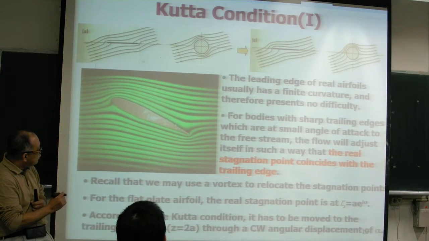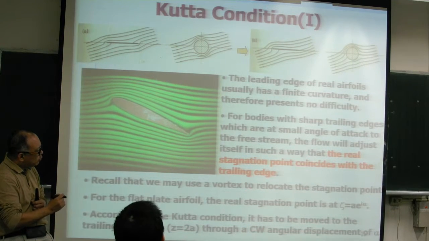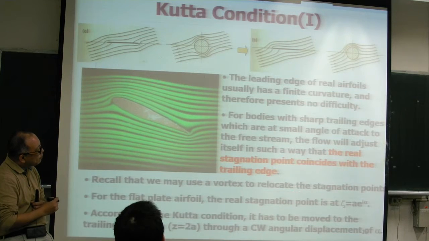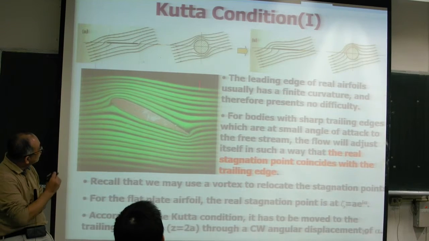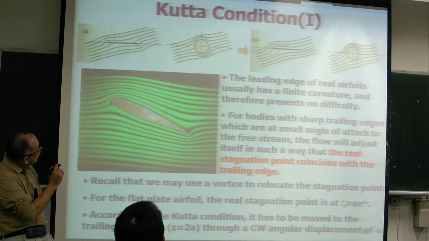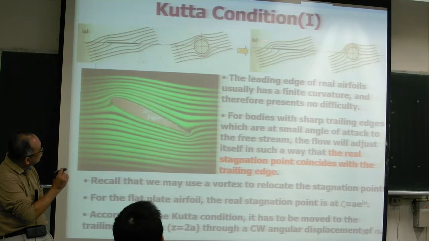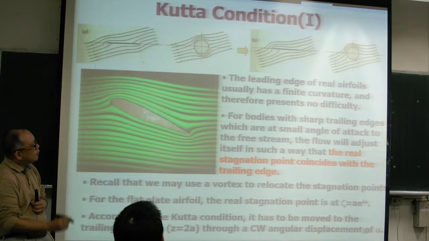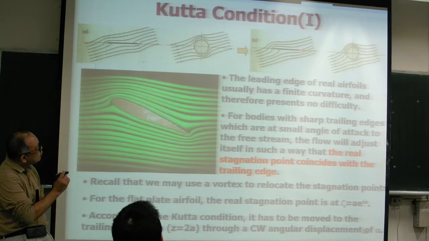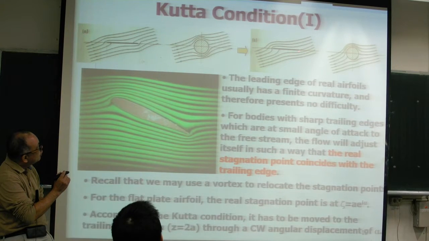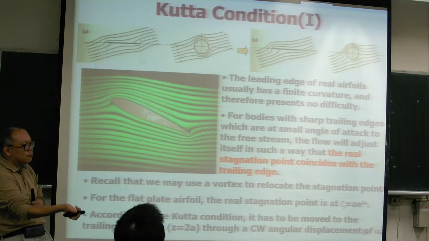So we can use a so-called vortex or circulation to relocate our separation point. We can change it by applying a circulation or vortex around this cylinder, and our separation point will shift from this point to this point. If I did that, as you can see, through the Joukowski transformation, our separation point will move to the trailing edge here instead of here. So this is a very, very interesting condition.